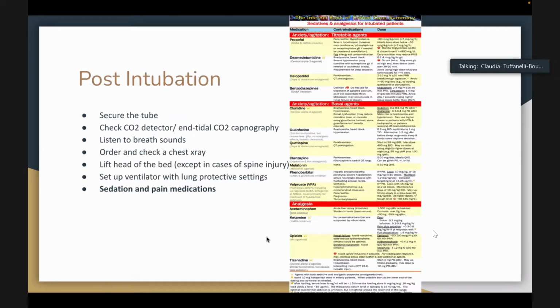So once you've intubated the patient, you feel as though the tube is in, you pull the stylet out. You're typically going to attach a CO2 detector, so a little color change device, or go right onto capnography, and that'll tell you if you are in the right place. You're going to want to detect carbon dioxide.